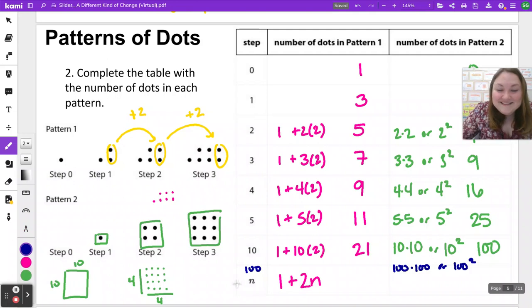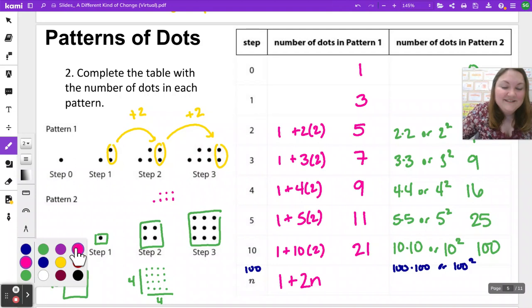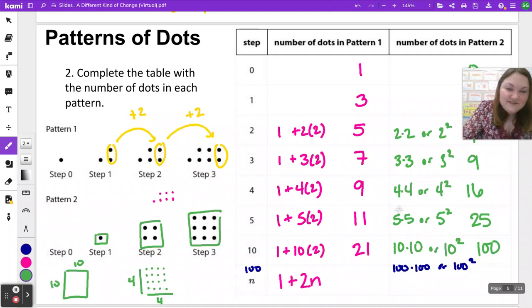If we've got step n, and I don't know the step number, I still know what math I would be doing. For step n, just like for step 4, we did 4 times 4. Step 5, we did 5 times 5. For step n, I would be doing n times n. Or you can think of that as for step 4, we did 4 squared. For step 5, we did 5 squared. Step 10, we did 10 squared. For step n, we would be doing n squared.